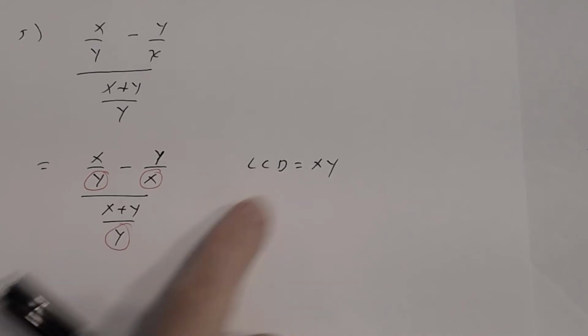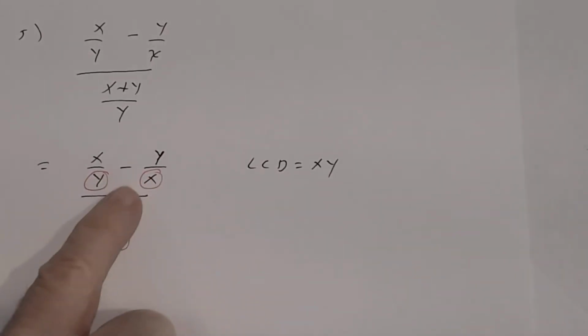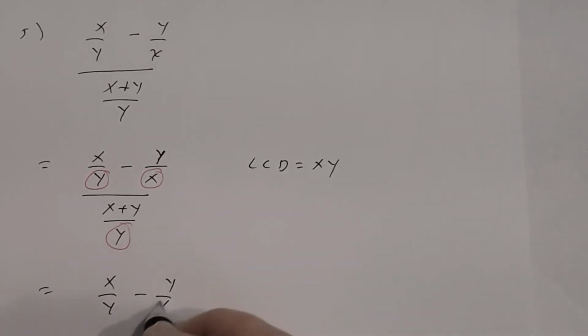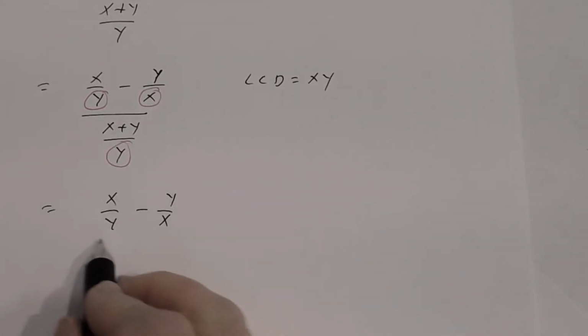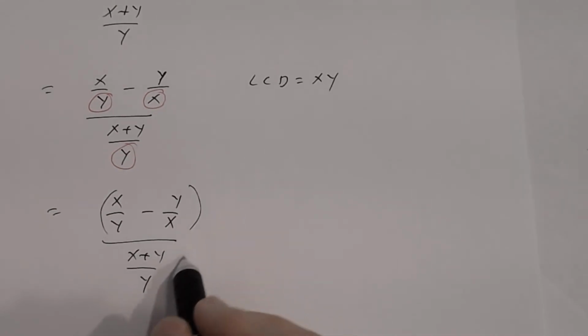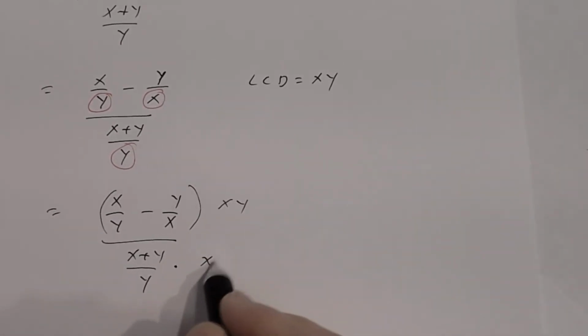Have an x, I put an x. Have a y, I already have it. So now I'm going to rewrite this again. So I have x divided by y minus y divided by x, divided by x plus y divided by y. So now I'm going to multiply the numerator and the denominator by the LCD, just like that.